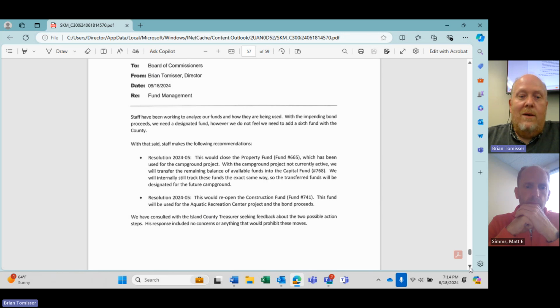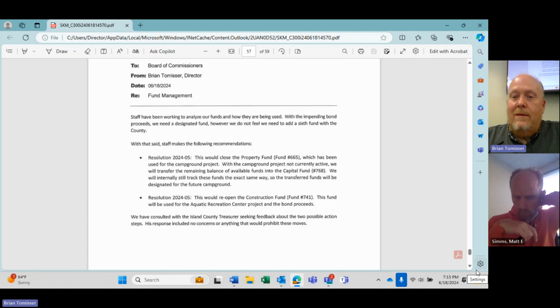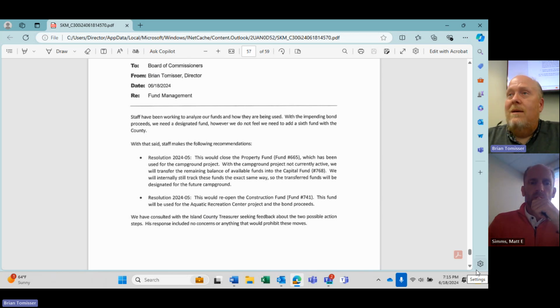The first one is resolution 2024-05. This would close our property fund. The property fund was designated for the campground project. With the campground project, it's active, but it's not percolating. We'll transfer the remaining balance, which is around 189,000 we have in there, into the capital fund. It'll still be tracked the same in our system. We'll know where it is. If we need to spend money on the campground, it'll be there to spend. So we're not closing off the funds to our use.